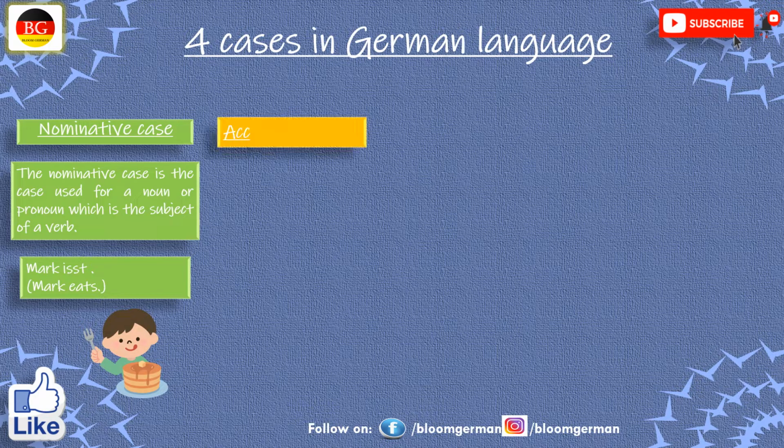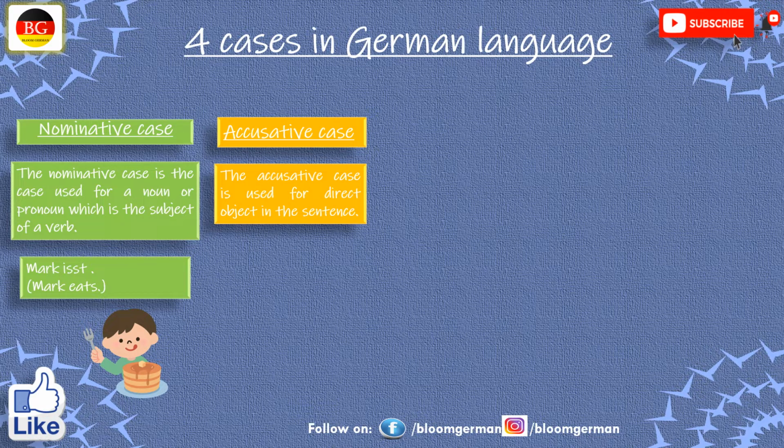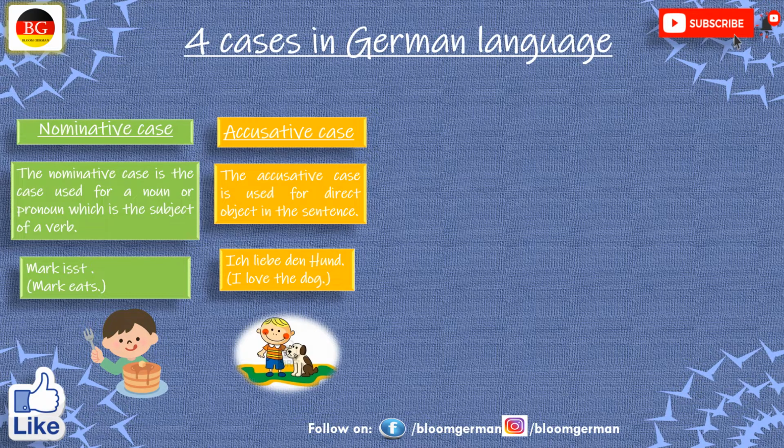Another one is accusative case. What is the definition of accusative case? The accusative case is used for the direct object in a sentence. For example, ich liebe den Hund. I love the dog. One more example. Jana schreibt den Brief. Jana writes the letter.